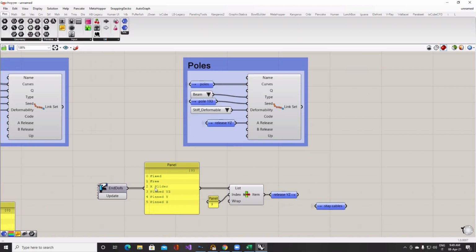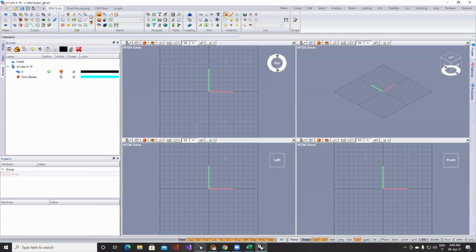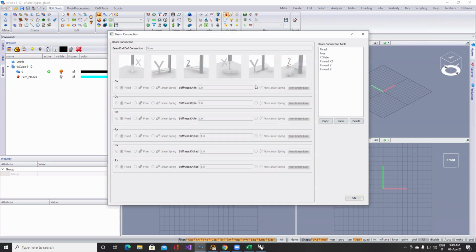If we want to see where these objects are inside AX3, if I turn back to the software and we go into tables, beam DOFs, here they are. So if I click on pinned YZ, you can see here that pinned YZ is the rotation around the local Y axis is free, and the rotation around the local Z axis is free. All the other constraints are fixed. All the other DOFs are fixed. And here you can see these images.